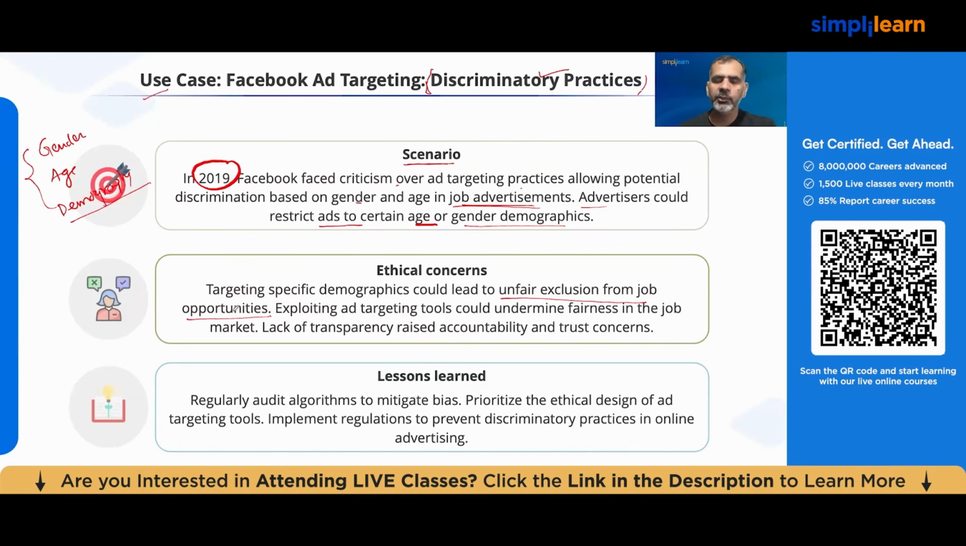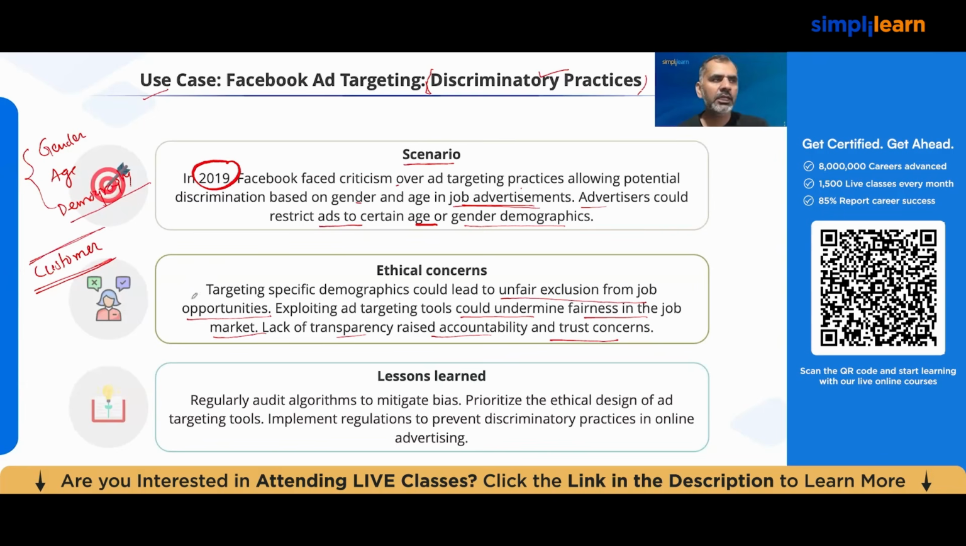When you do this, other people who are not from the same demographic may not get an equal opportunity to get selected or even to apply for that job. Exploiting ad targeting tools could undermine fairness in the job market. Lack of transparency raises accountability and trust concerns. Your end user, who is the customer, will not be happy because you feel you have been discriminated against by the platform. That particular ad was not shown to you, and in such cases you may lose trust with the customer, and you may lose the customer as well, guys.